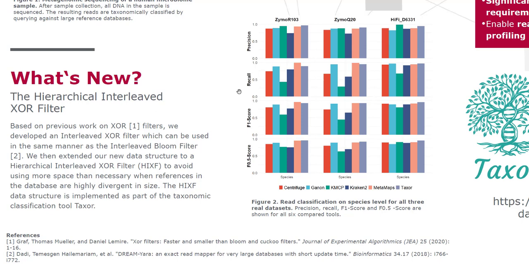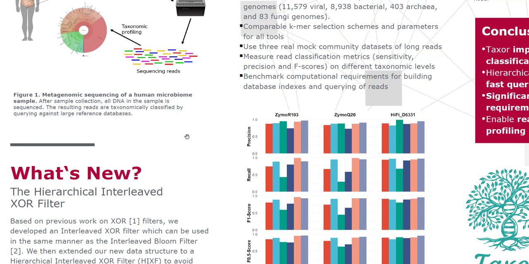Based on the previous work on XOR filters, we first developed an interleaved XOR filter. Then we extended this data structure to a hierarchical interleaved XOR filter in order to avoid using more space than necessary when the references in the database are highly divergent in size, as for example using viruses and also fungi in the same database. This new data structure is implemented in our new tool, which we call Taxor.